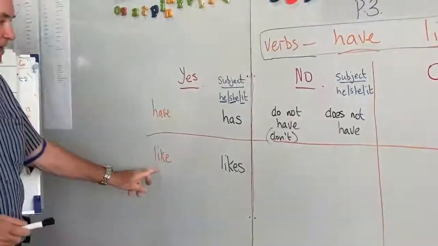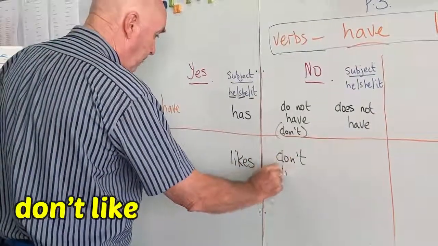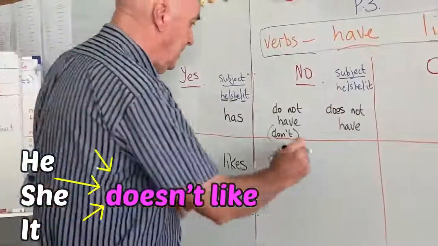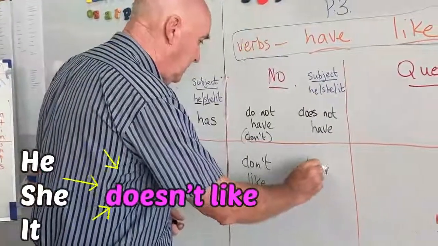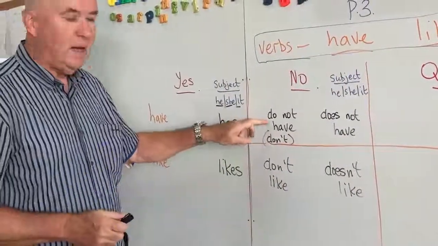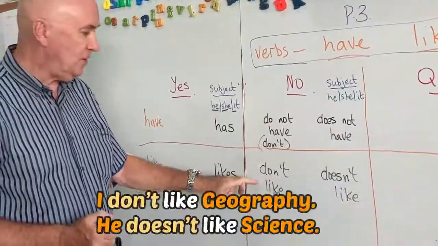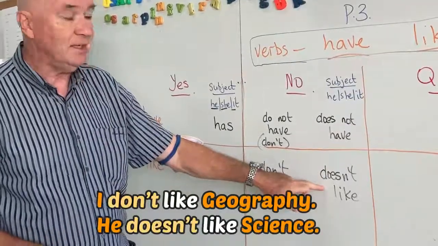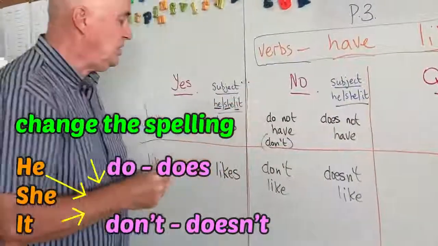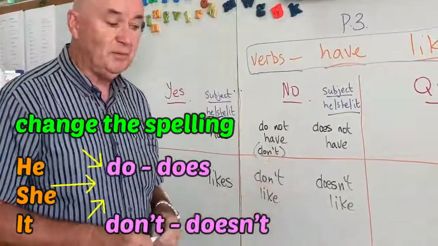And then if our verb is like, then most of the time we would say don't like. But if our subject is he, she, or it, then it becomes does not like or doesn't like. So, I don't have maths on Friday, she doesn't have maths on Friday. I don't like geography, he doesn't like science. Okay, so again, when our subject is he, she, or it, we change the spelling. Do goes to does. Do not becomes does not.